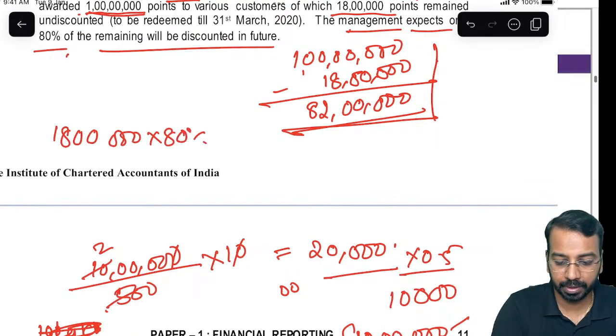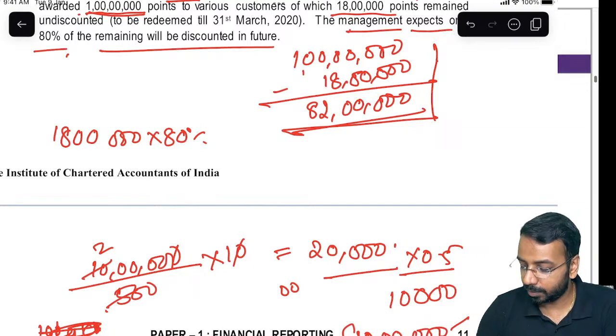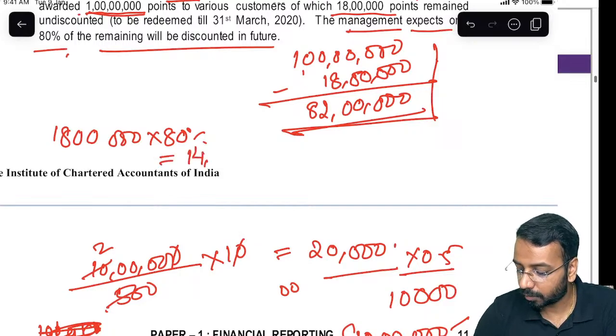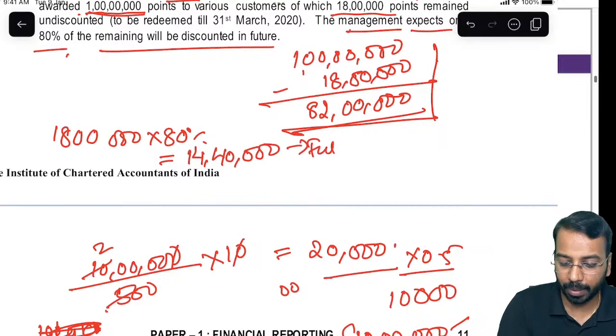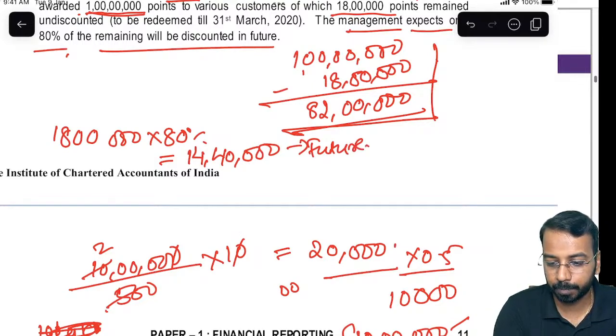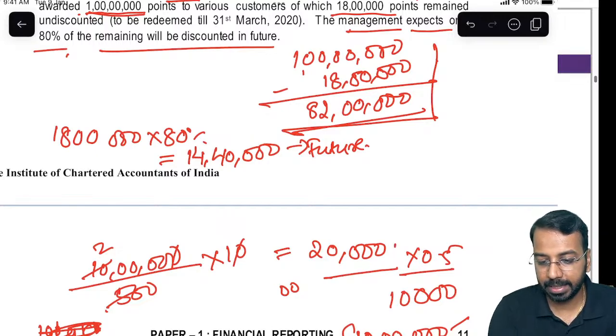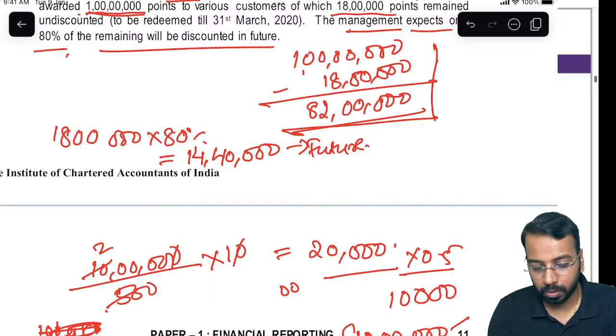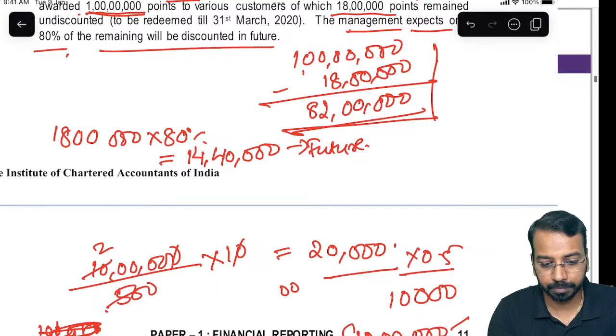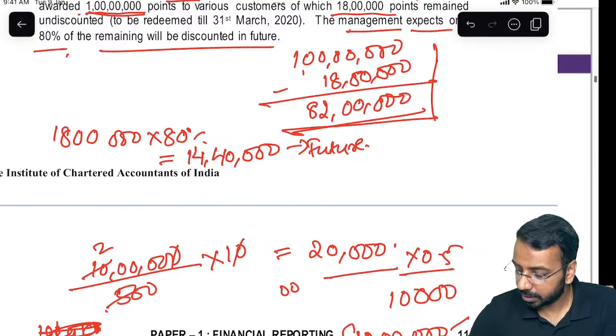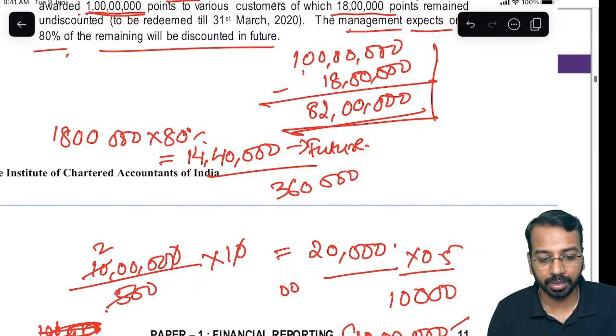So 18 lakhs into 80%, points that will be discounted is 14 lakhs 40,000. This will be what will be discounted. Means the balance, 18 lakhs into 20%, 3 lakhs 60,000. This will not be redeemed in the future.